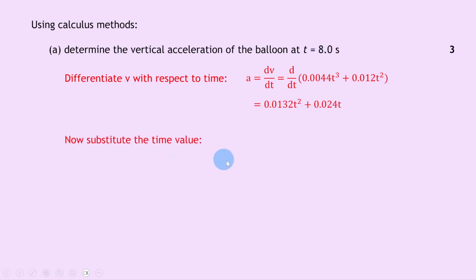Now we want to substitute the time value of 8.0 seconds in, so we have a equals 0.0132 times 8.0 squared plus 0.024 times 8.0. And if you put that into your calculator, you should get an answer of 1.0 meters per second squared.